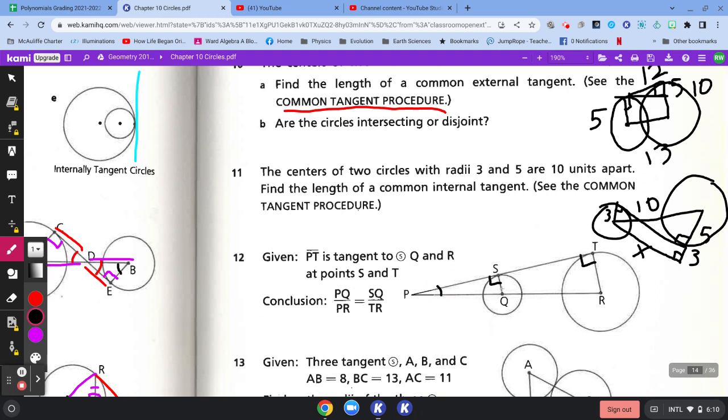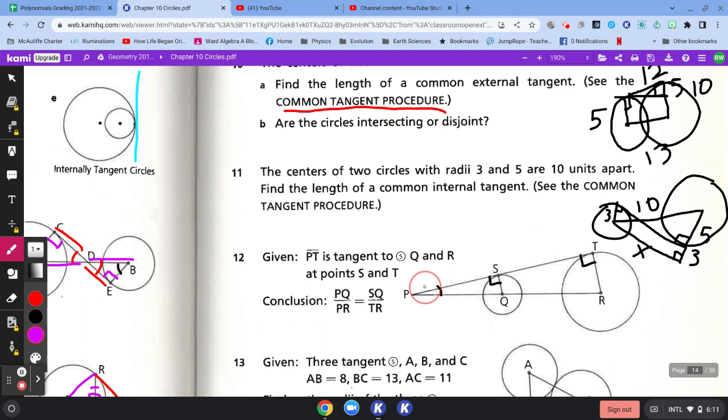And by no choice theorem, then we have these two sides. Actually, we don't even need no choice, these two angles. We don't even need no choice. Angle gives us similar triangles. So we know that PSQ and PTR are similar triangles, and so their corresponding sides will form proportions.